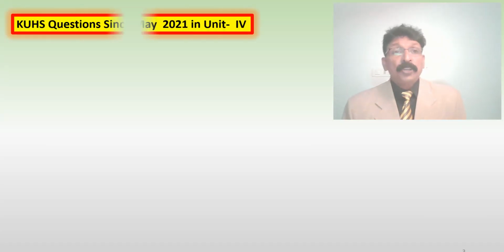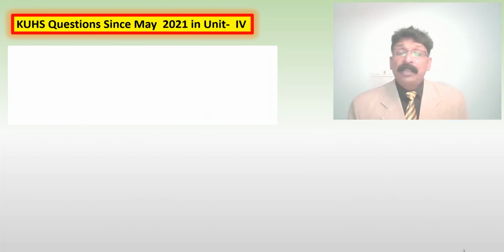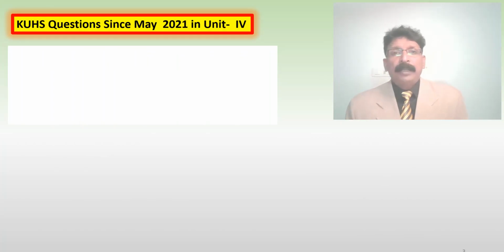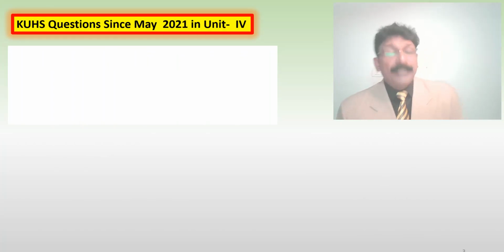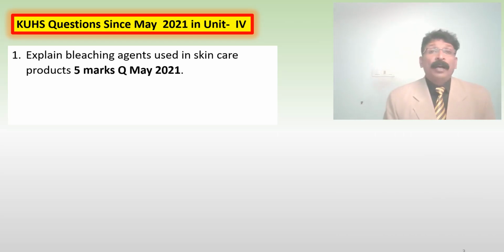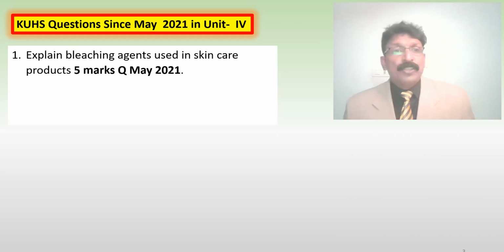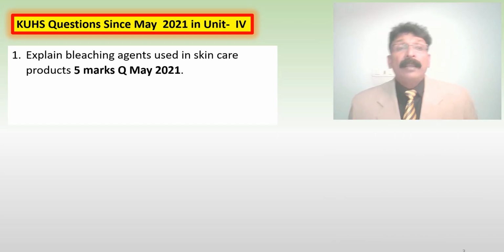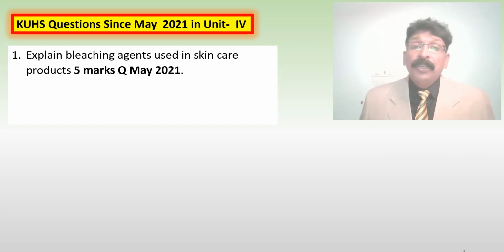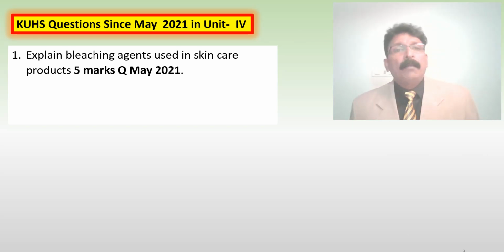So you see in the KUHAS question papers, since May 2021, in June, in unit number 4 of herbal drug technology for the 6th semester students: explain bleaching agents used in skincare products. A 5-mark question they have asked in June 2021.